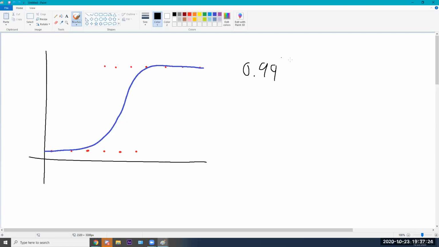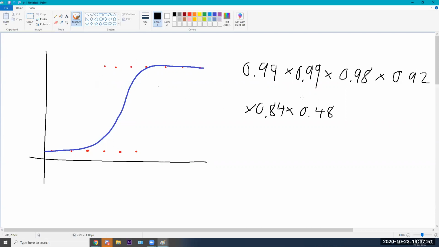We go into this one, it's again like 0.99. The next one might be like 0.98. The next one would be like, I don't know, 0.92. You continue here. This one might be a little lower, like 0.84. This one could be like 0.48. This one would be like, I don't know, 0.21, right? And so that's all the estimations, all the probabilities given by the model for these top data points. What about these bottom ones?